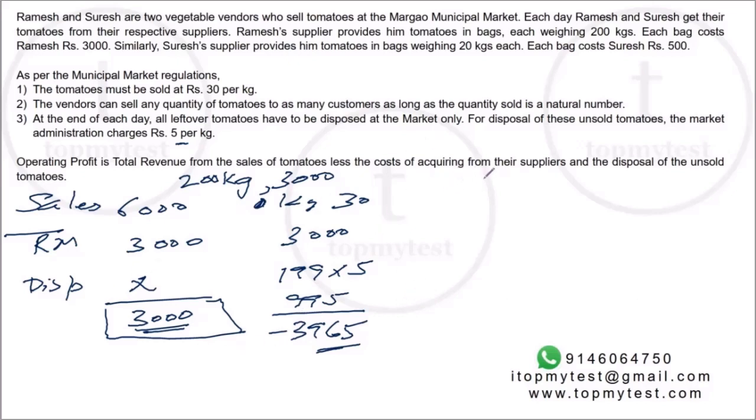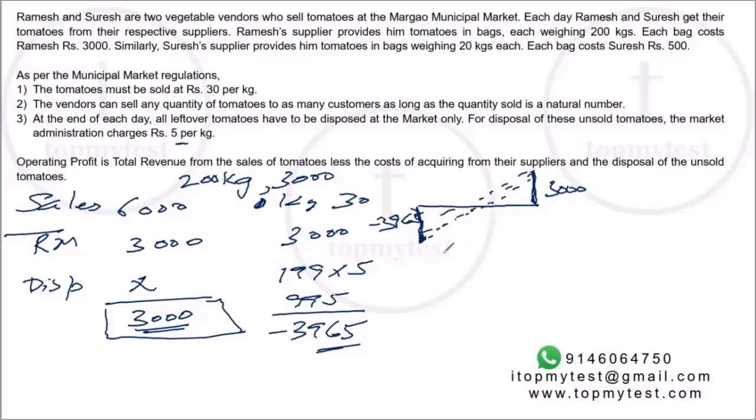Right. So his profit equation will look something like this. He makes 3,000 rupees if he sells the full bag. Right. But if he sells only 1 kilo of tomatoes, he's going to lose 3965. Now, for each kilo sold extra, he's going to make additional profit. How much extra profit is he going to make?